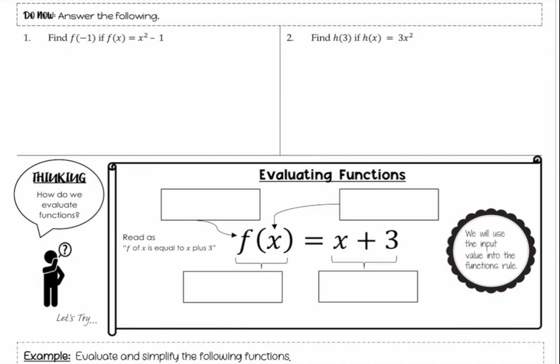Alright guys, let's take a look at today's do now. For number 1, we are finding f of negative 1 given function f of x is equal to x squared minus 1. For number 2, we are finding h of 3 if h of x is equal to 3x squared. So pause the video, try these two questions on your own, and we will compare our answers.